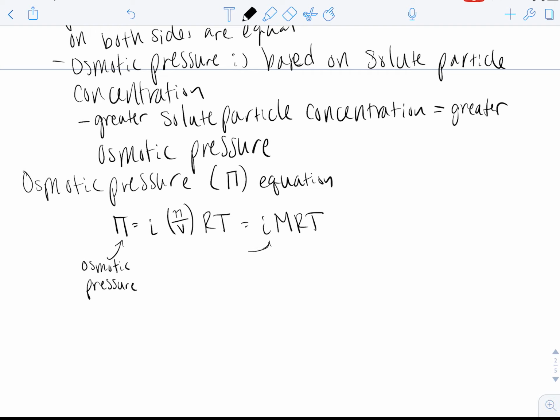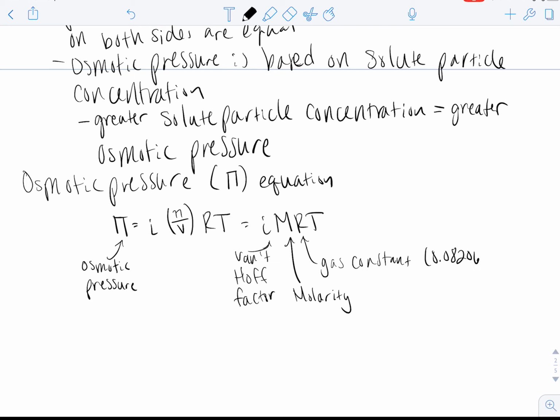This is our Van't Hoff factor, which is literally in every equation except for our Raoult's law. M is molarity. R is our gas constant. And this one specifically is going to be 0.08206 liters times atmospheres over moles times Kelvin. So our temperature must be in Kelvin.